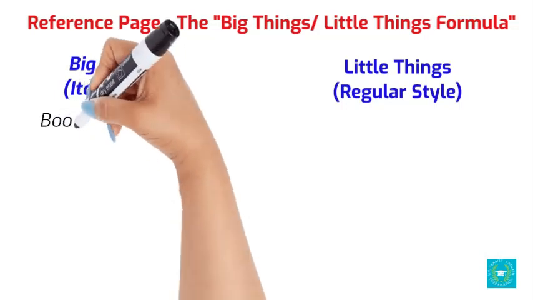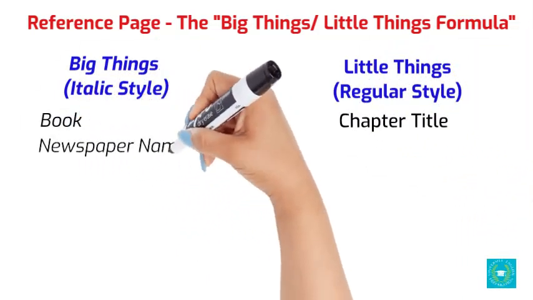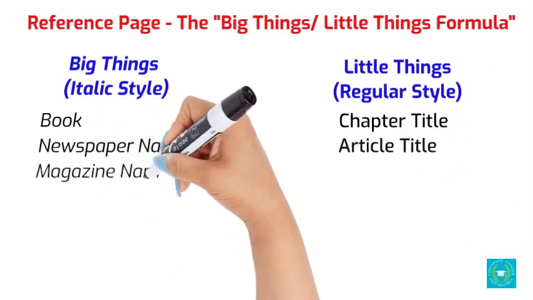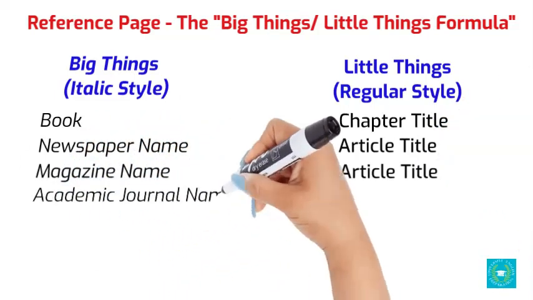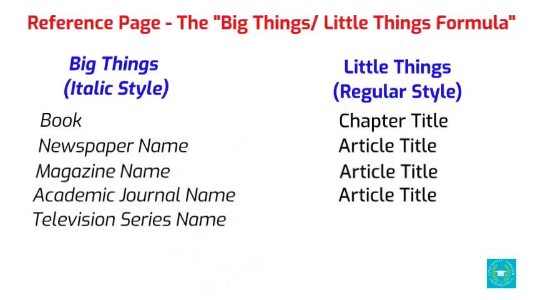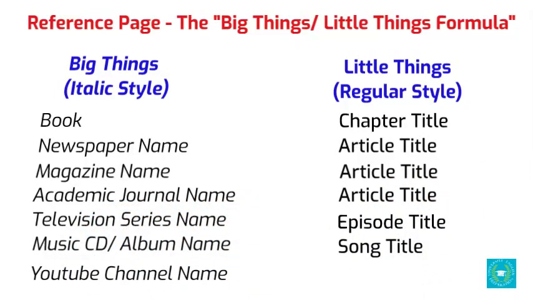For example, a book is something big, a chapter is small, a newspaper is big, an article is small, a magazine is big, an article is small. An academic journal name is big, the article is small. A television series name is big, episode is small. Music CD is big, song title is small. YouTube channel name big, video title small.